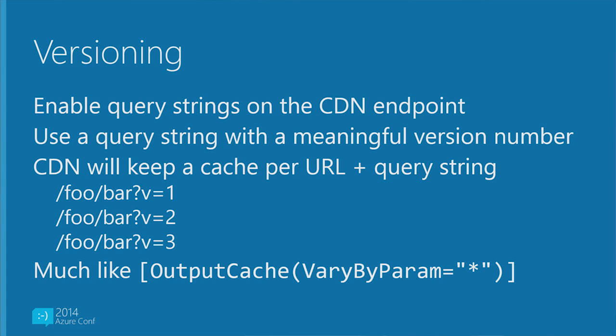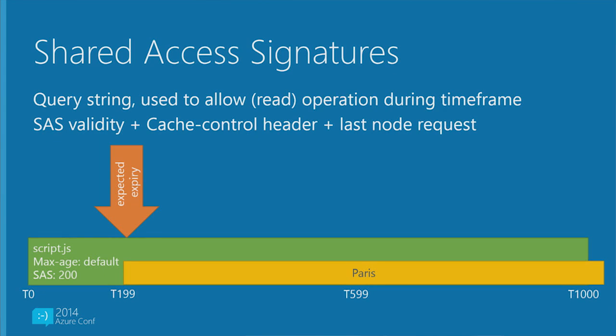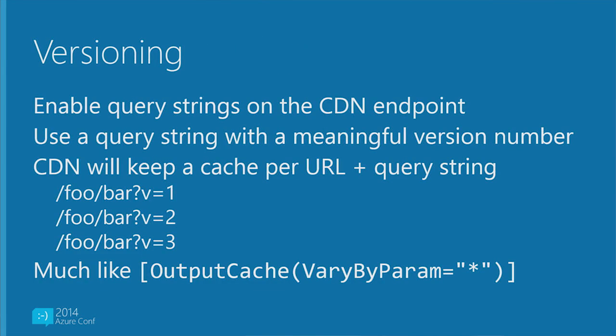So it's much like the output caching you have in ASP.NET where you can vary by all the parameters. Every single parameter in the query string will bring you a different version of the cached content. So let's see if we can do that first.